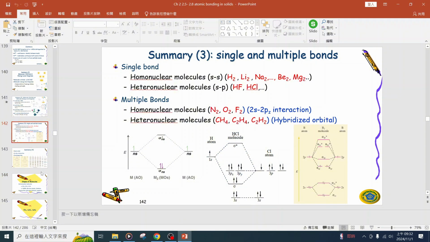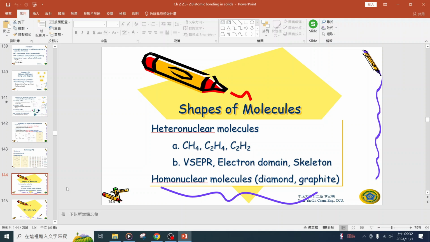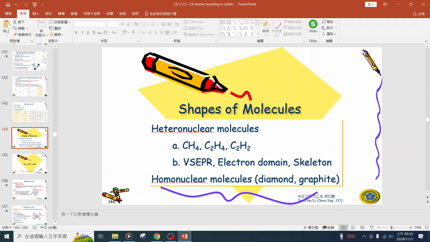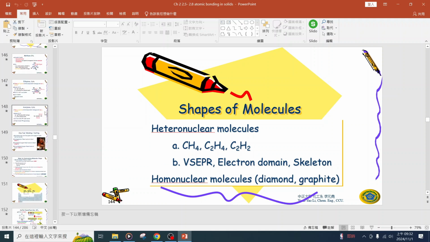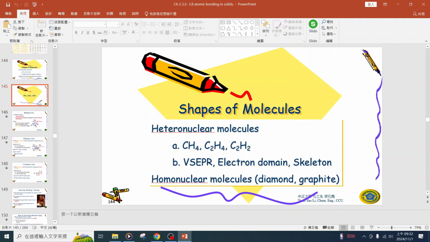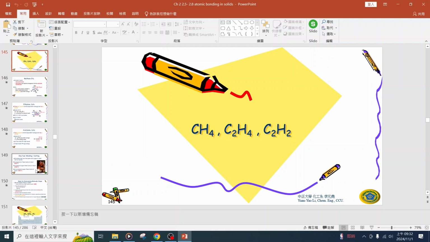And then the next topic will be the shape of the molecule, but unfortunately this is almost chemistry, and we don't have much time this semester, so I will skip this topic. I just want to show you that it's very interesting.